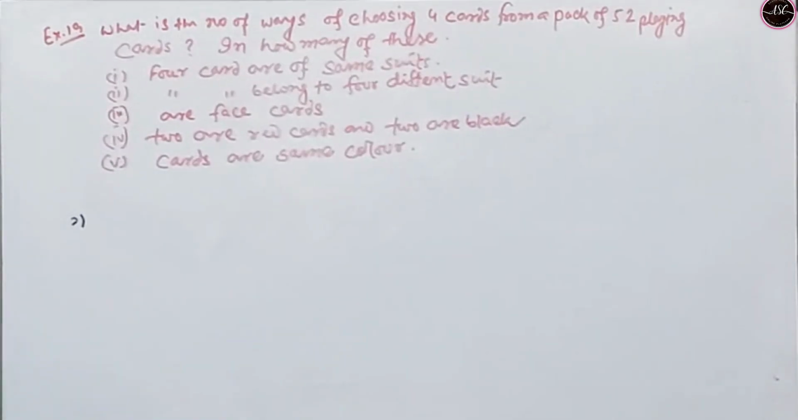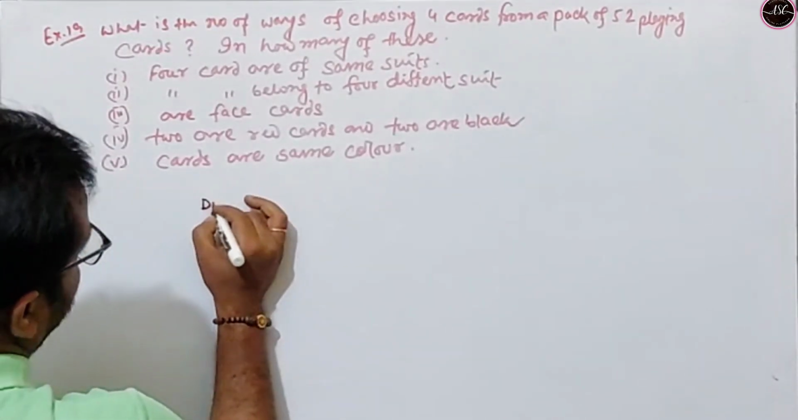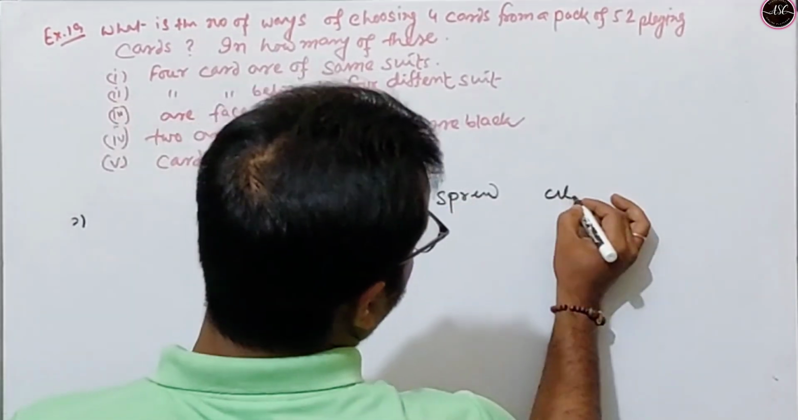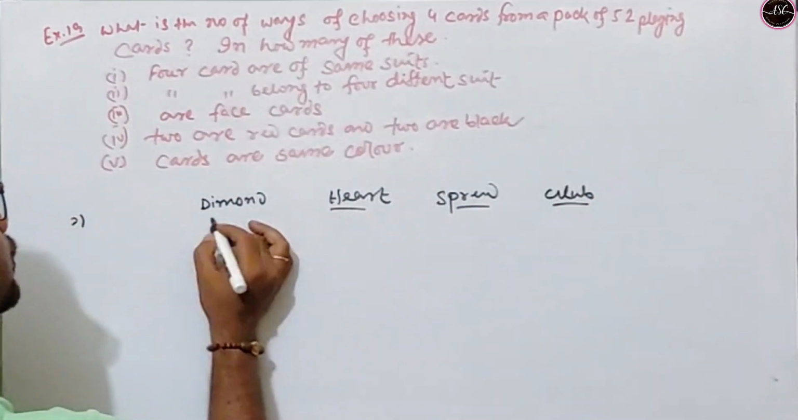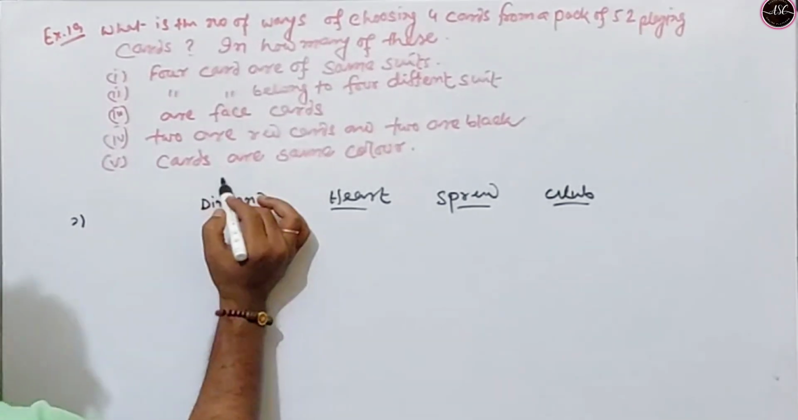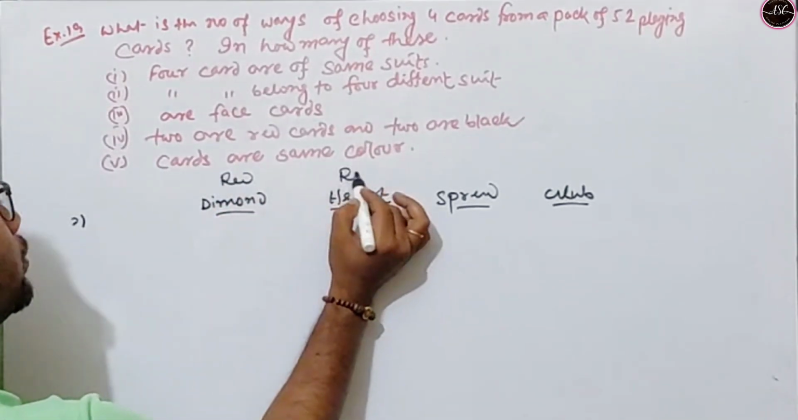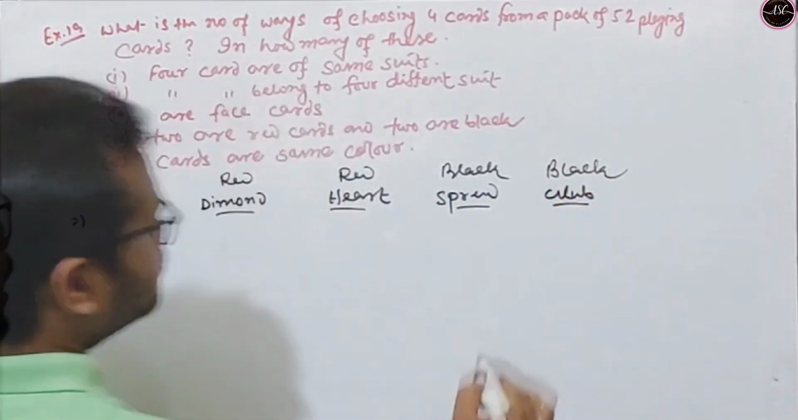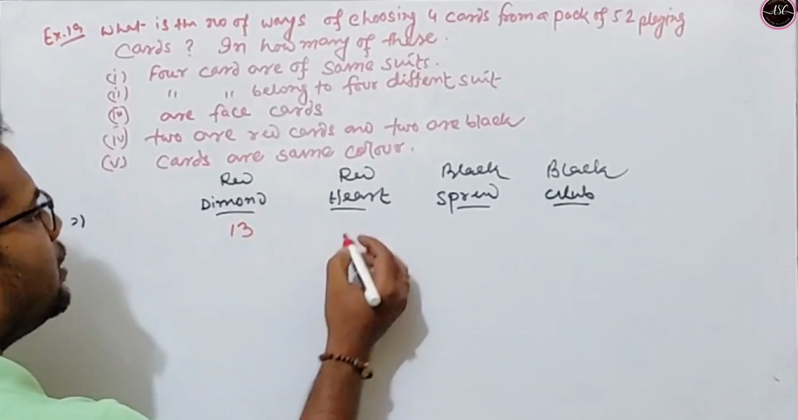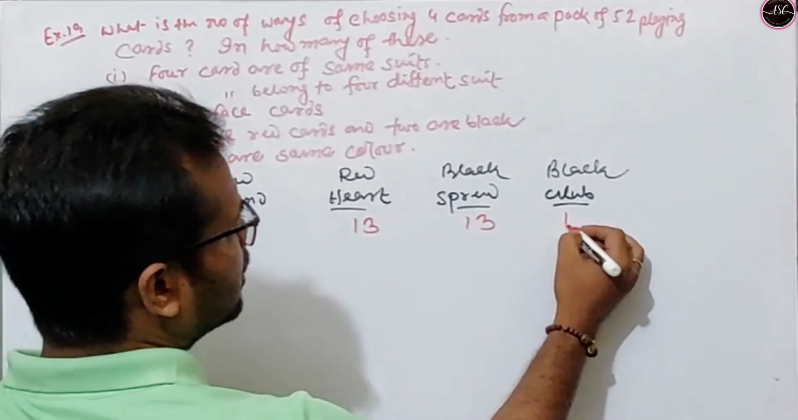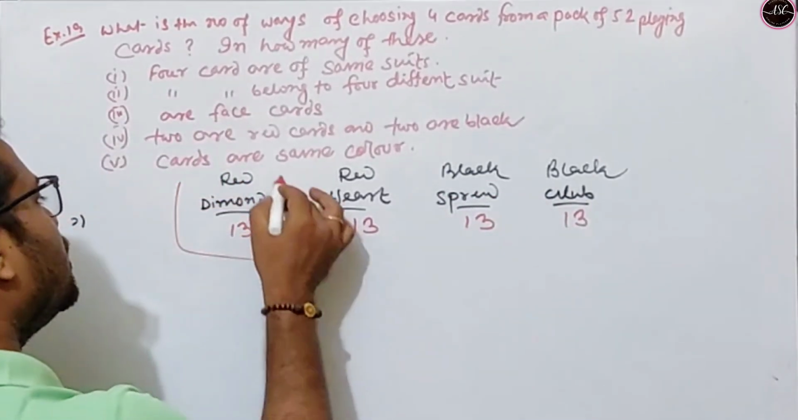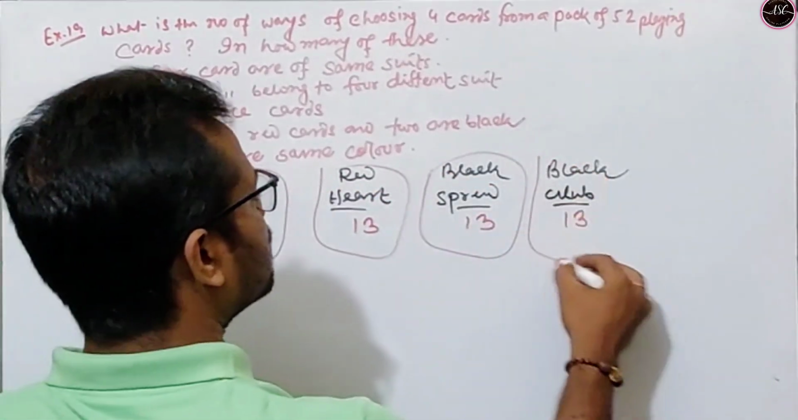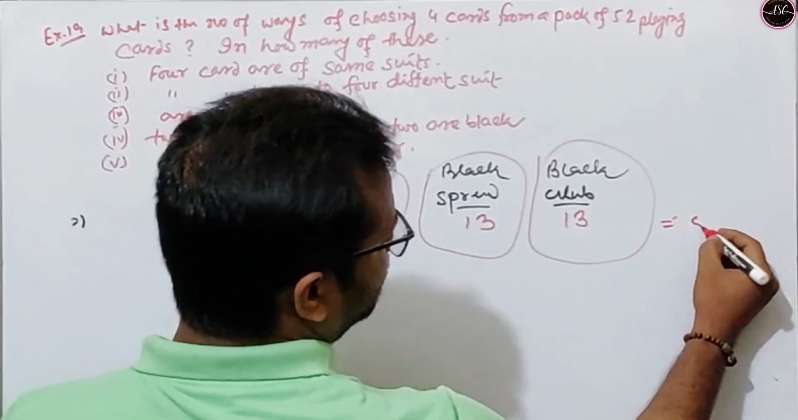there are diamond, heart, club, and spade. This diamond is of red color, heart will be red color, club and spade will be black color. And we also know that in diamond there are 13 cards, in heart there are 13 cards, and in each of the others there are 13 cards. So this is a suit, this is also a suit, this is also a suit, and this is also a suit. Here the total number of cards equals 52.